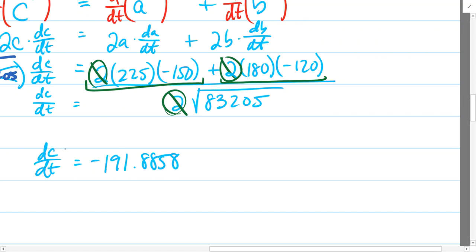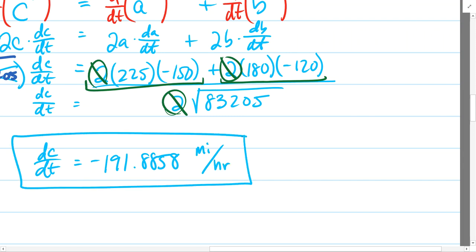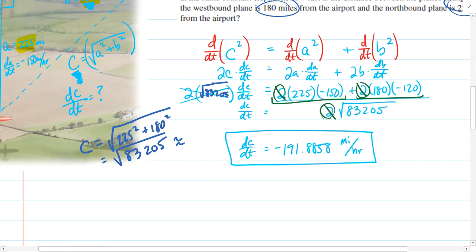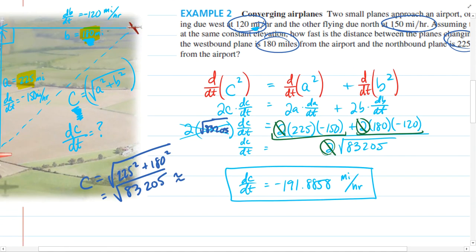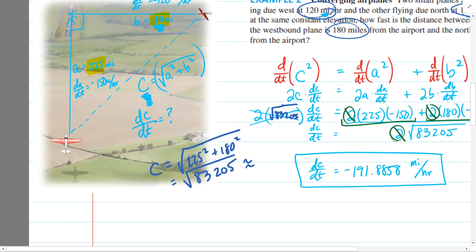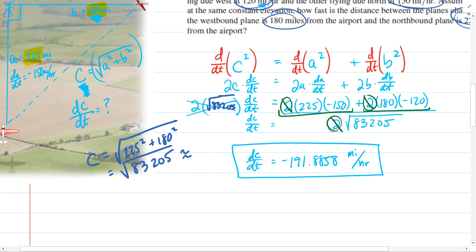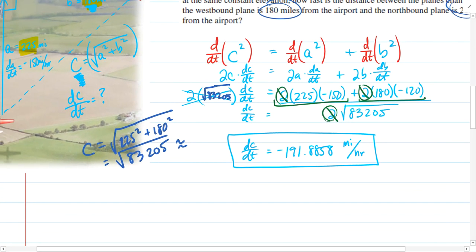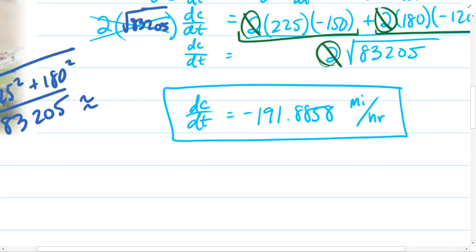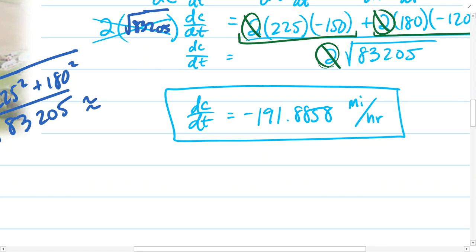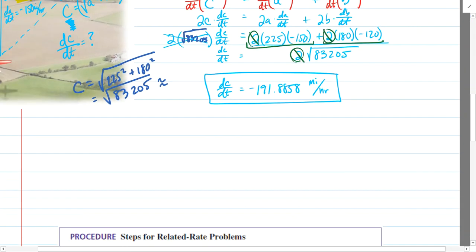The unit for c is miles, the unit for t is hours, and it appears that the airplanes are approaching one another at 191.8858 miles per hour. One plane is flying at 120 miles per hour in one direction, the other is flying at 150 miles per hour, but the distance between the two planes is actually reducing at a much faster rate, 191 miles per hour. I hope these two examples help.